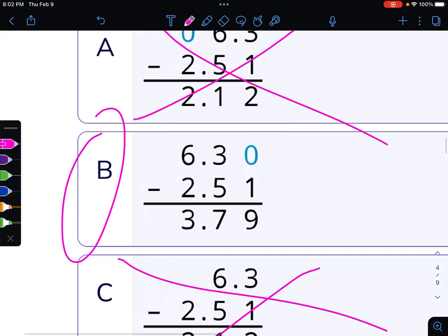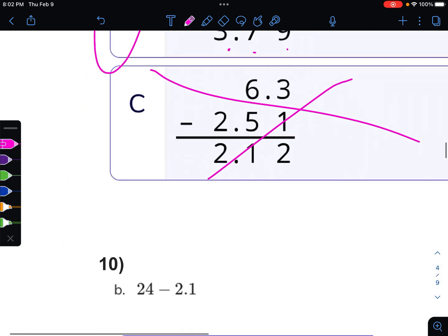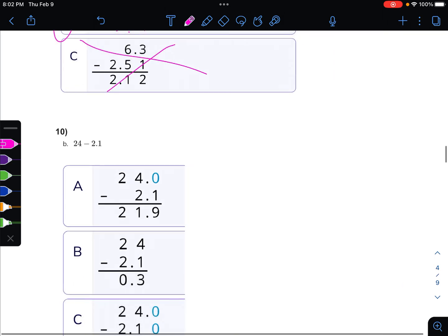Let's check. Okay, placeholder 0 minus 9, not enough. So that's going to be a 2 with a 10. 10 minus 1 is 9. Yeah. 3 minus 5, not enough. Got to borrow from the 6. 13 minus 5, 7. Oh, so it really did work. Next one. Okay, same situation.